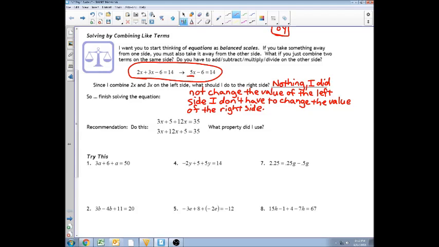When I have a problem like 3x plus 5 plus 12x equals 35, what I want to do is rewrite the problem so that my x's are next to each other. What property do I use if I do that? Well, that is known as the commutative property. It just means that I kind of think of the left-hand side as being a community.